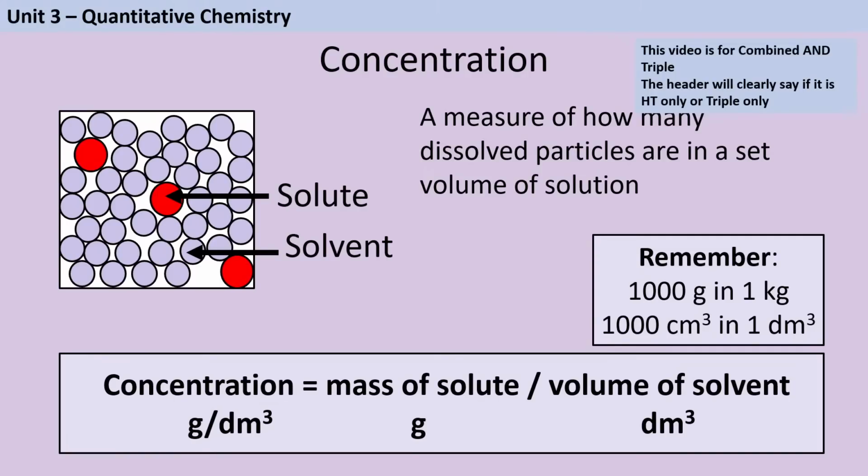Now, these are great units because if they ask you to calculate concentration, they pretty much always tell you what units to use, and therefore you don't need to remember this formula, because the formula is grams divided by decimetres cubed, and the units are grams divided by decimetres cubed. So they've kind of told you how to do it.